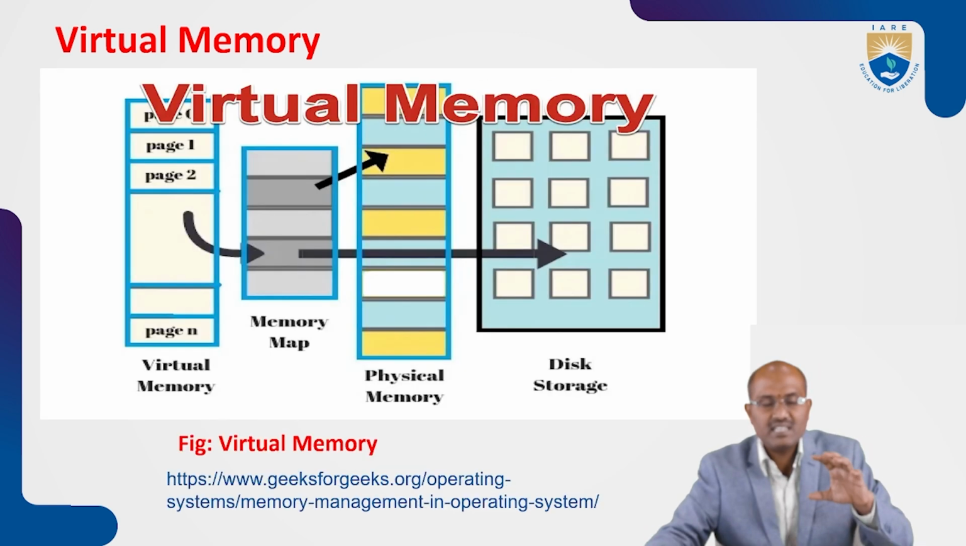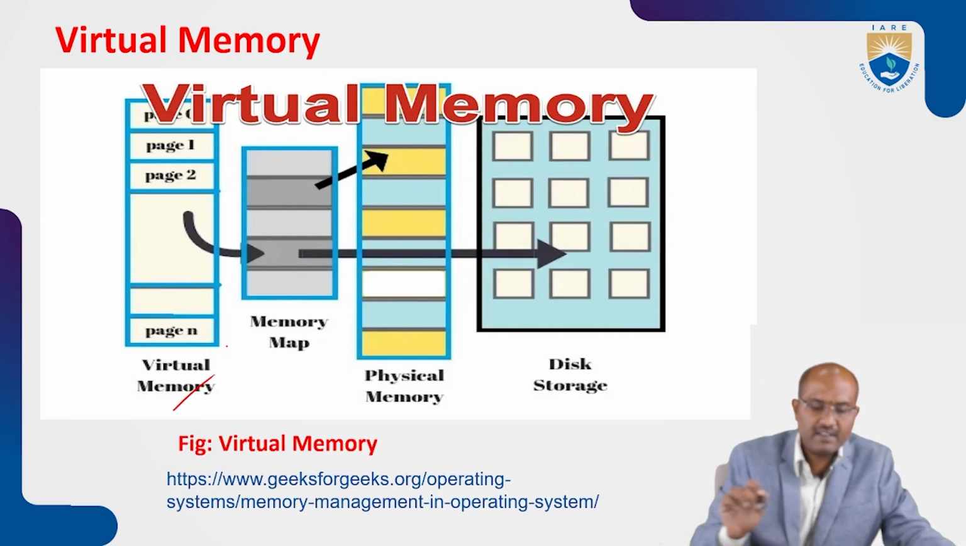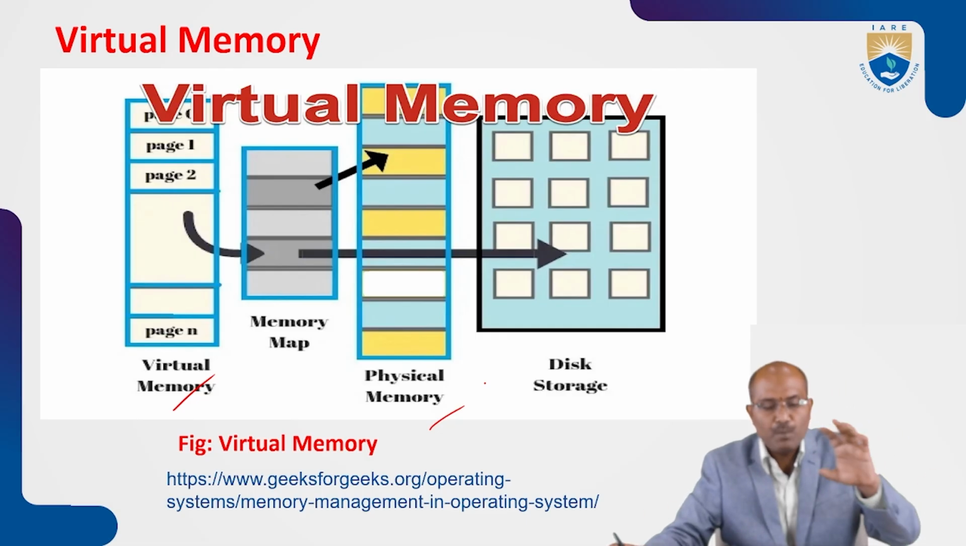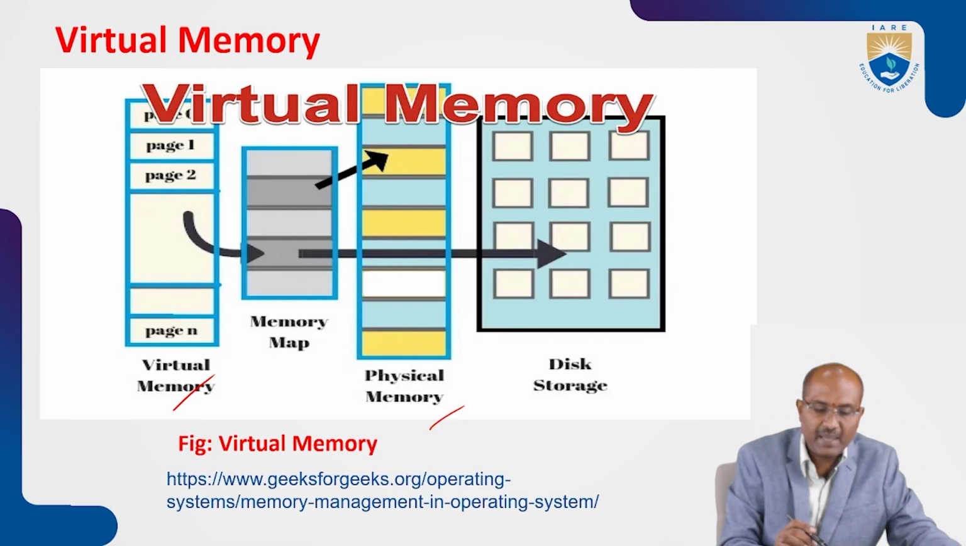Actually, this is virtual memory. There is a virtual memory table and physical memory. There is a memory map table in between that maps the virtual address to the physical address. That is the main function of that mapping table.